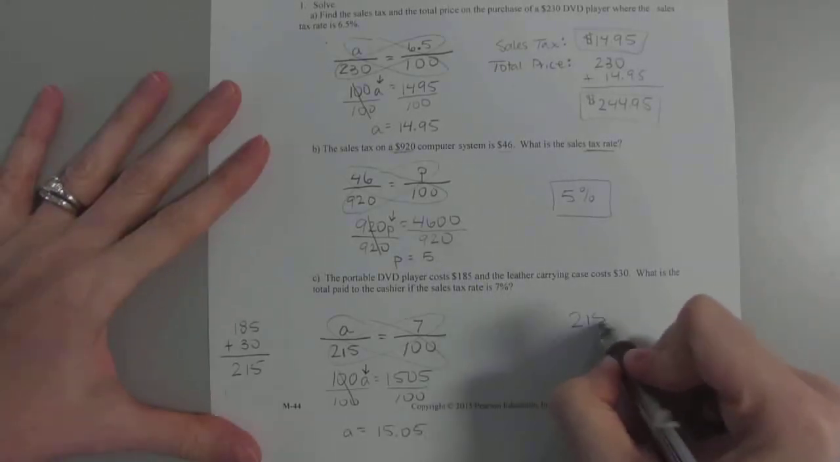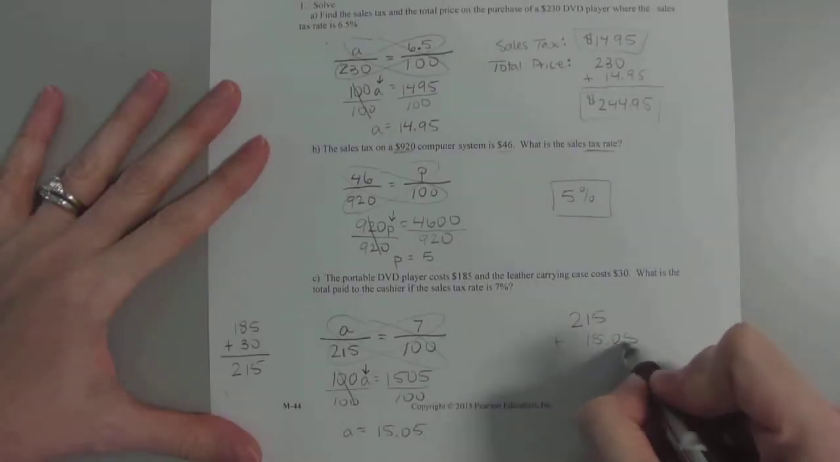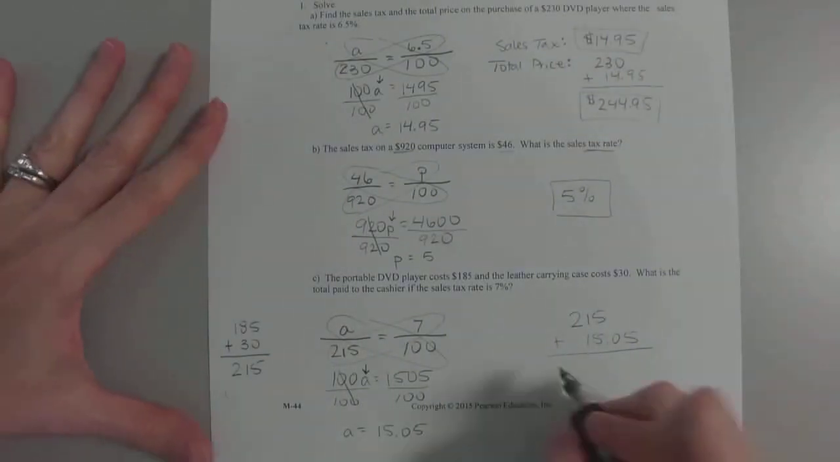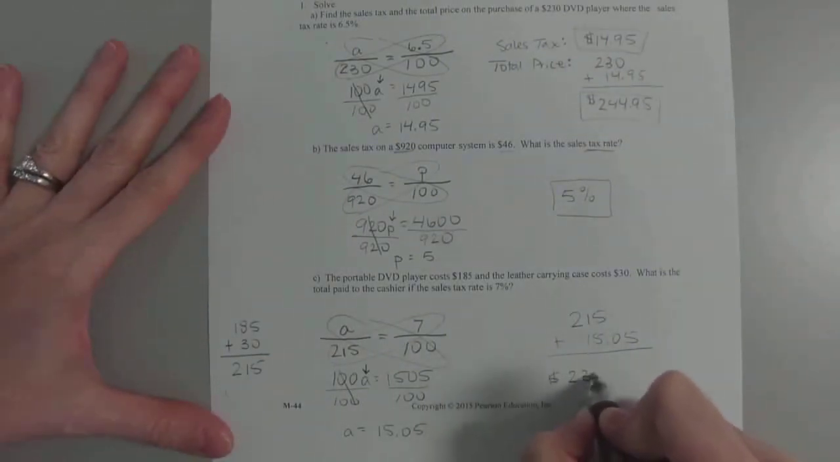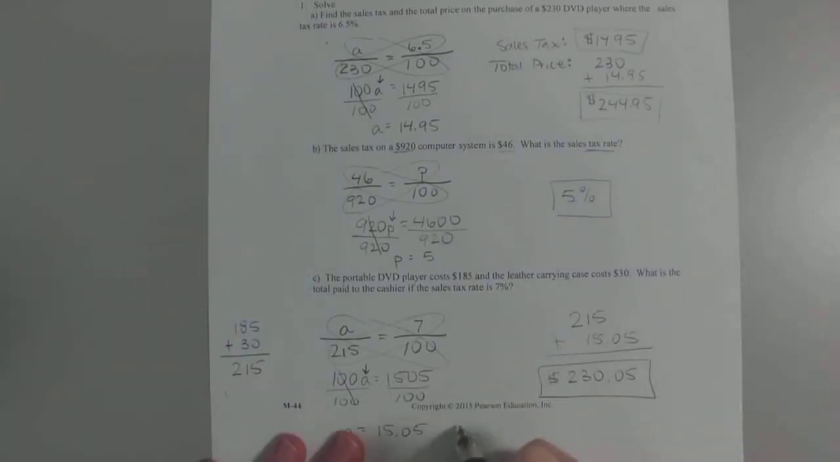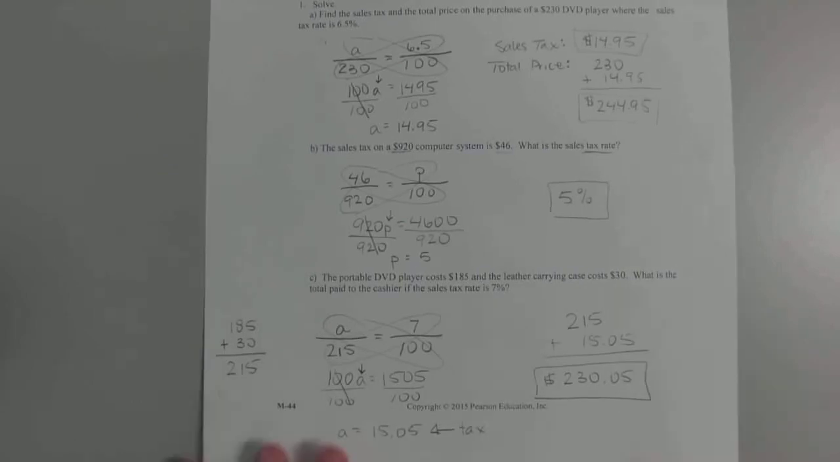So we know we're getting charged $215, but we're also getting charged an extra $15. So this is $215 plus the $15.05, and again, we can throw it in our calculator. What is our total amount paid going to be, guys? $230.05. You got it.